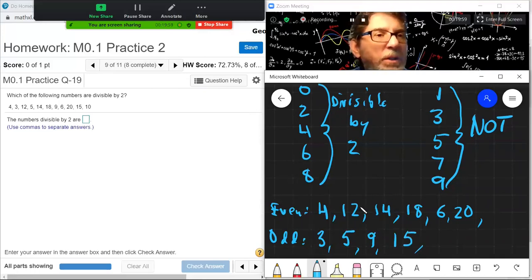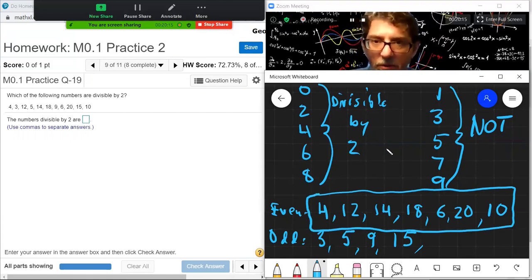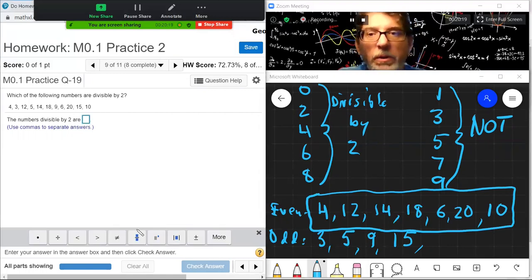And then we have the number 10. 10 also ends in 0. So it is even. It's divisible by 2. So all of these right here are even, which means they are divisible by 2. All right, so let's put that in there, and the order shouldn't matter. 4, 12, 14, 18, 6, 20, 10.